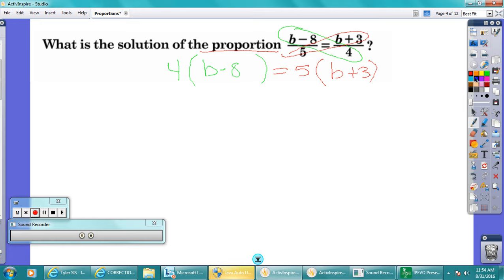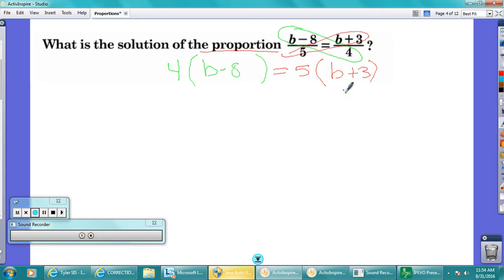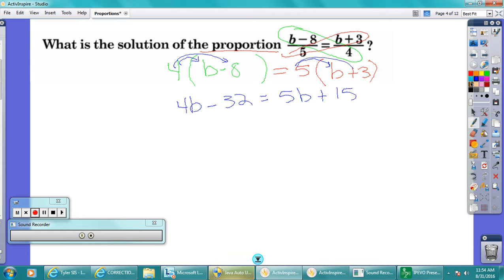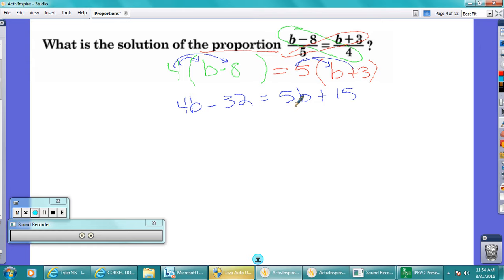So here, now we have two sides of our equation. The first thing we're going to do is distribute. 4 times b is 4b. A positive times a negative is a negative. 4 times 8 is 32. Then we distribute: 5b plus 15. And then we continue to solve the normal way. We add and subtract on both sides. So for instance, here, I'm going to add 32 to both sides. The 32's cancel. 4b is equal to 5b plus 47.